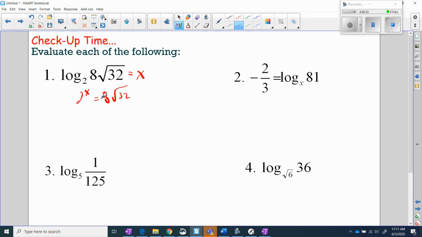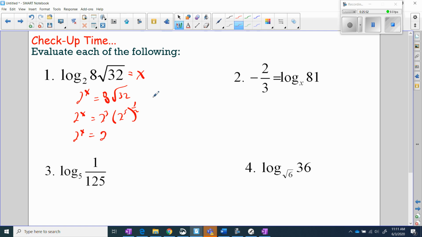Well, this could have been a question in our exponential equation section. 2 to the x, these are powers of 2. Let's change them to powers of 2. 8 is 2 cubed. 32 is 2 to the 5th. Square root is a half. This is going to be 5 halves. This is going to be 3. I'm going to add those exponents.